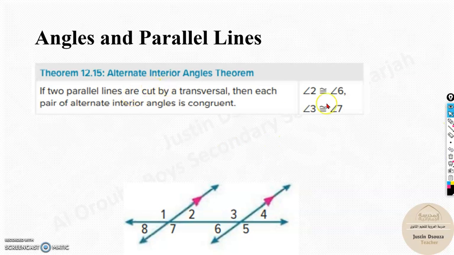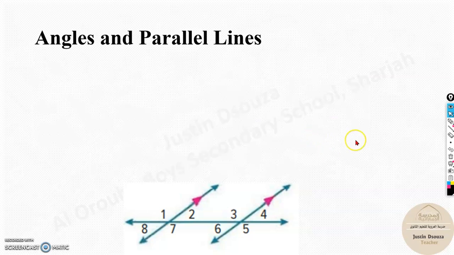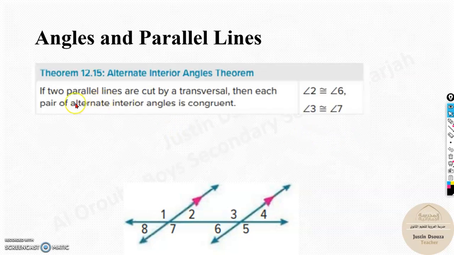We know about alternate interior angles. Before that, one thing I forgot to tell you: the theorem states that if the corresponding angles are there, whatever the measure of the angle is, they are congruent. So that is what the theorem says. It's basically what we had seen in the previous video. Same thing over here now, alternate interior angles.